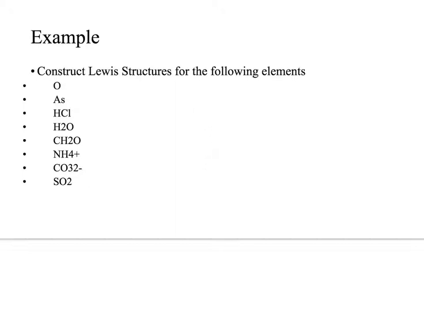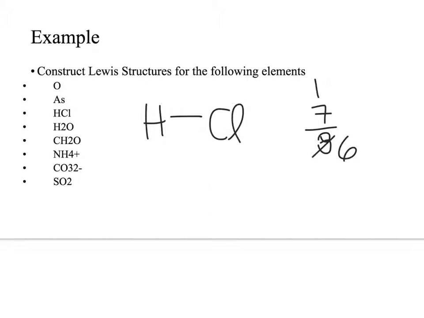All right, let's try hydrogen monochloride or hydrochloric acid. HCl. Okay, we start by putting a covalent bond between them. And actually, before that, we need to figure out how many valence electrons. Hydrogen has 1. Chlorine has 7. Total of 8. Now notice, we've already put 2 electrons in this bond. So that means we have only 6 left over.